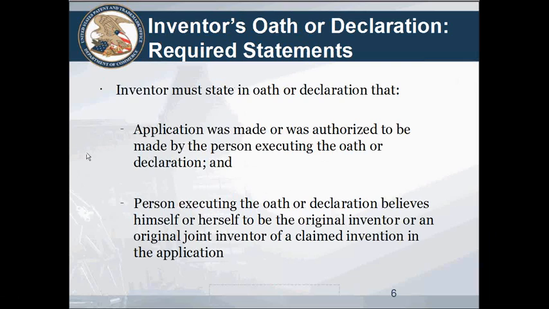Okay, you will need, of course, to change your forms for oath or dec. New forms are on the Office's website. You go to the forms site, and it's forms for applications filed on or after September 16th, 2012. They have an AIA designation rather than the standard SB designation. The AIA has added additional language that must be present in the decs now, and one of the languages they've added is that the application was made or was authorized to be made by the person executing the dec.